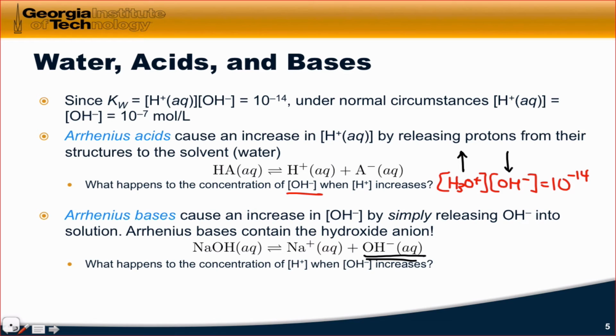Let's think again about what happens to the concentration of hydronium when the hydroxide concentration increases. Once again, when we add a base to water, it still must be true that the product of the concentrations of hydronium and hydroxide must be equal to 10 to the negative 14. This is just a condition of being in equilibrium in an aqueous solution. That means that if the concentration of hydroxide goes up due to the presence of a base, the concentration of H3O+ must go down proportionally.